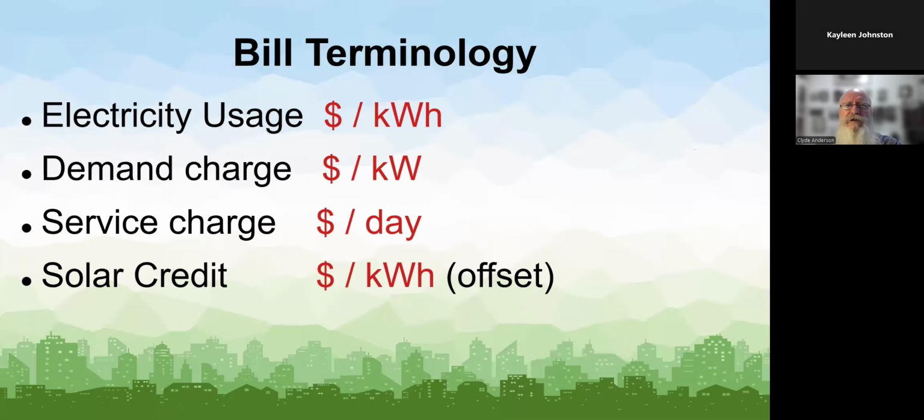Right. So on your bill, you'll see four items: electricity usage, dollars per kilowatt hour; demand, which is your dollars per kilowatt, and then a service charge, dollars per day. Your solar credit is also in kilowatt hours. So your demand charge is based on the highest kilowatt loads in a half-hour period for a whole month during the peak periods of any one day during that month.